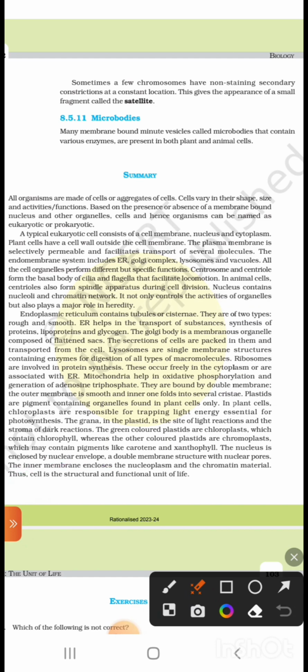The inner membrane encloses the nucleoplasm and the chromatin material. The cell is the structural and functional unit of life.